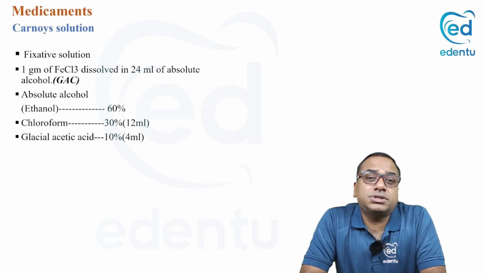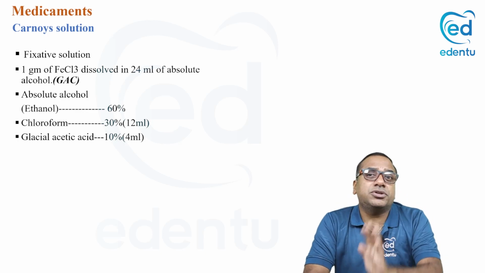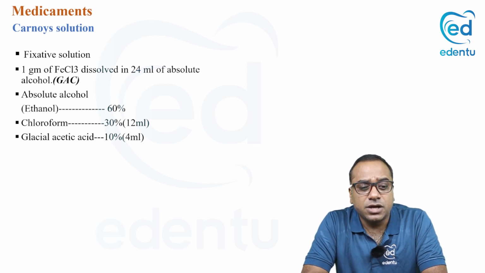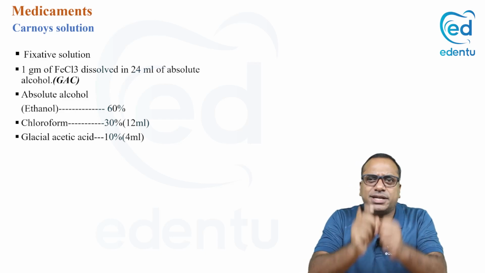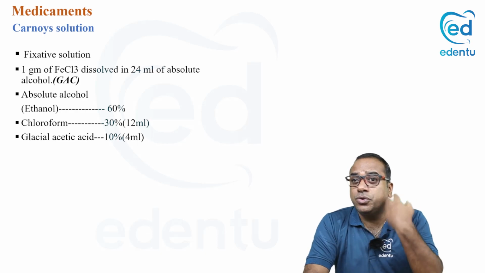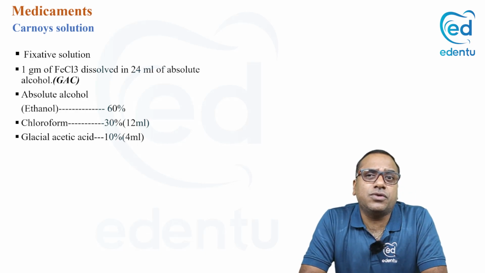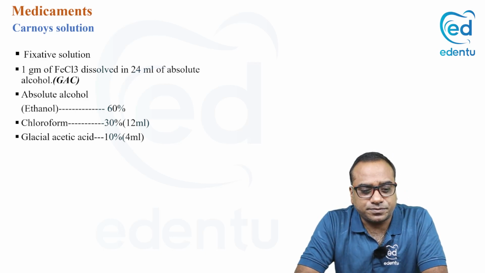The first and foremost is Carnoy solution, which you all know. The composition of Carnoy solution comes in the exams as an MCQ bit. So what is the function? It is a fixative solution. It will fix the tissue. It is used for odontogenic keratocyst when you do an enucleation and remove everything. And then if you apply this solution, whatever daughter cells are there, it will fix the tissues.